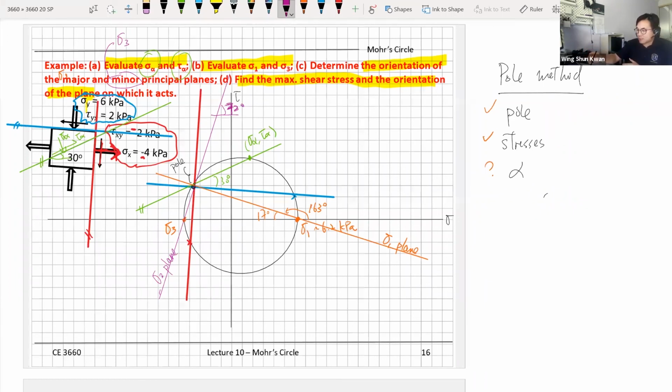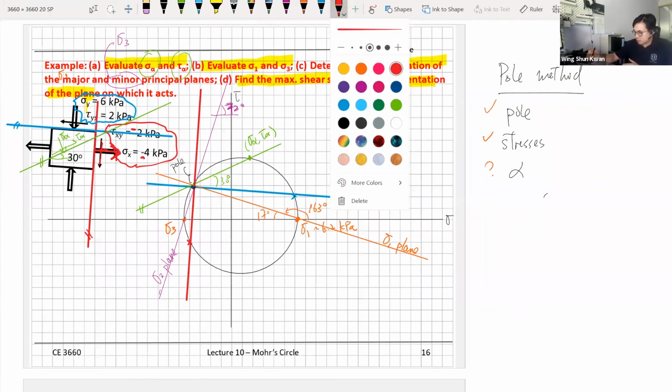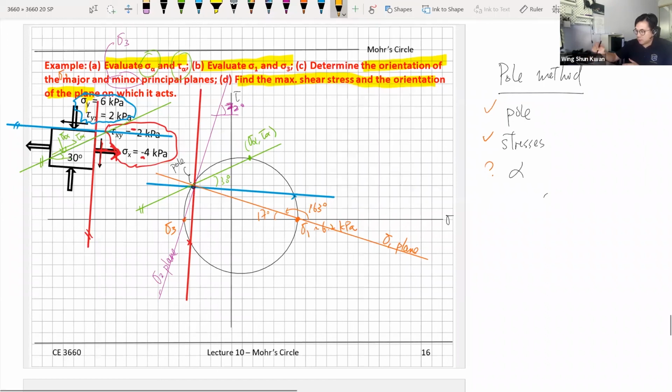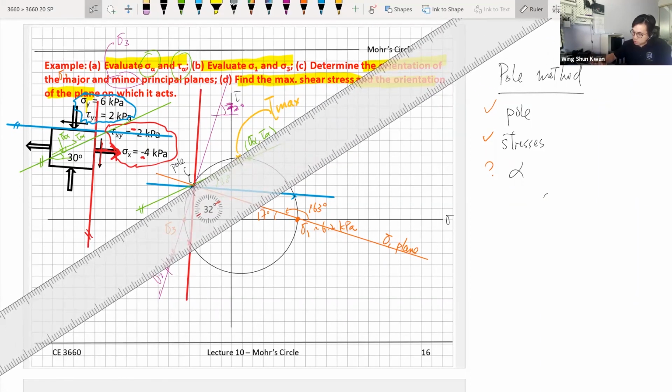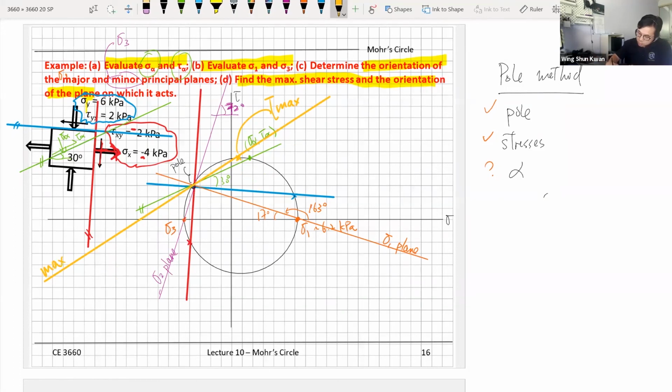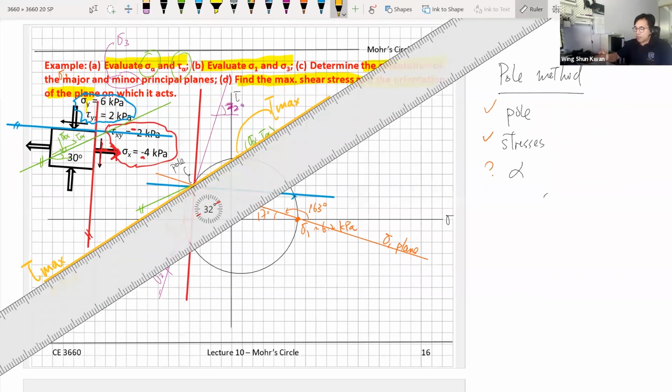And part D, last but not least, hopefully I'm not running out of color. So let's use yellow on this one. So we try to find the maximum shear stress. So the maximum shear stress will be this point, the peak point right there. So this is the maximum shear stress, the tau max. And we know the stress point, and we know the pole, so we can find out the orientations. So this is the pole, and this is the orientations. And this is your tau max plane. And you come up with an orientation of 32 degrees.